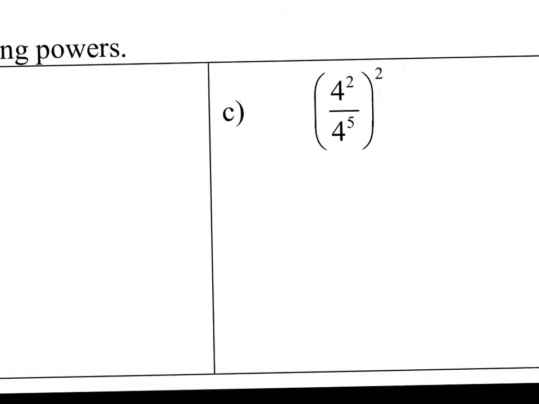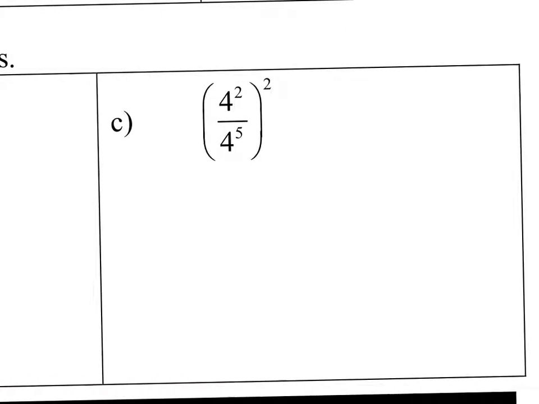The last example here combines a few different exponent rules. First off, we're dividing powers with the same base. And then we're going to raise an exponent to an exponent. So if we just look inside the brackets first, we're going to subtract the exponents. So 2 minus 5 will be negative 3.